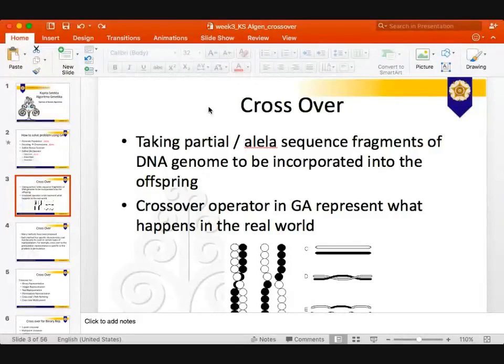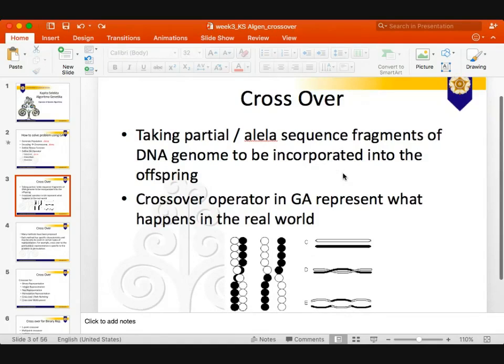Okay, about crossover. In this part, we will take a partial allele sequence fragment from the DNA genome to be incorporated into the offspring. We will combine part of the DNA of our parent chromosomes with the other parent chromosome to be crossed into offspring.